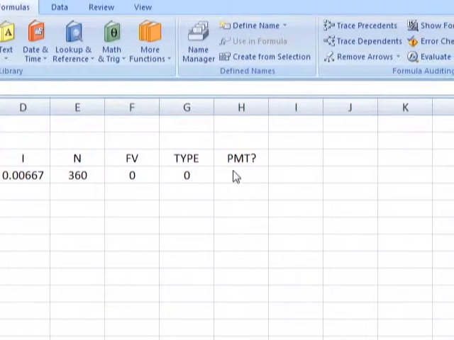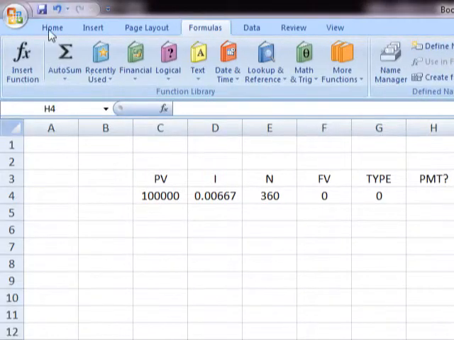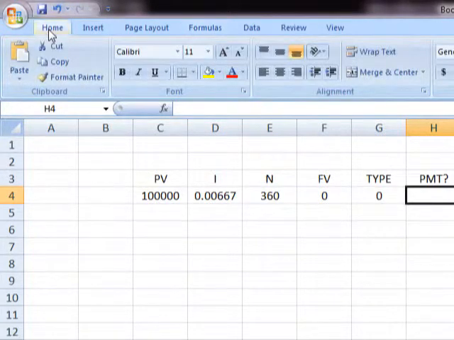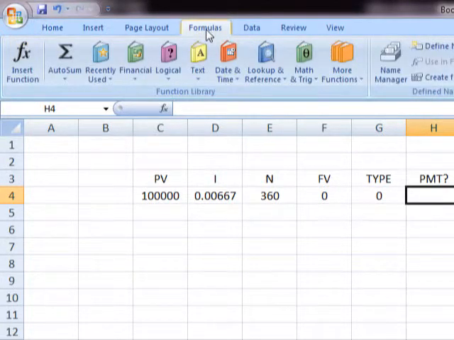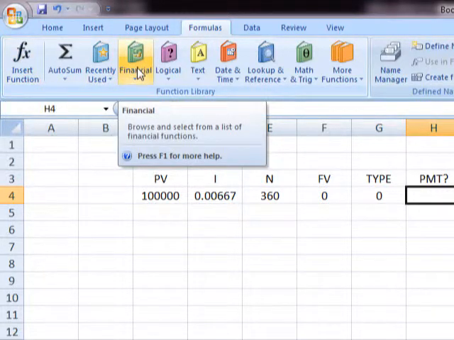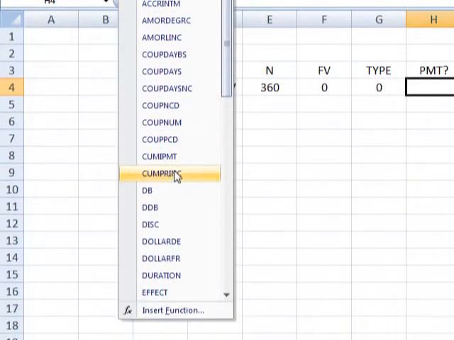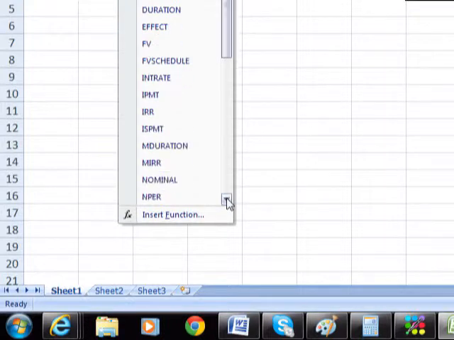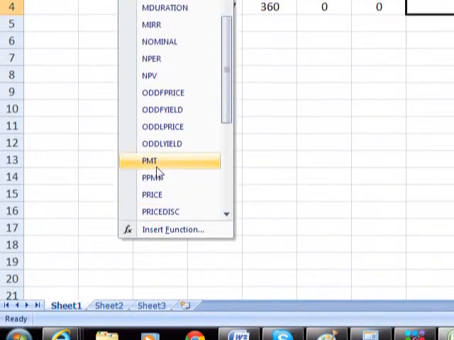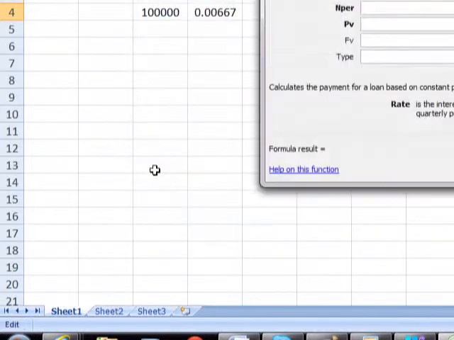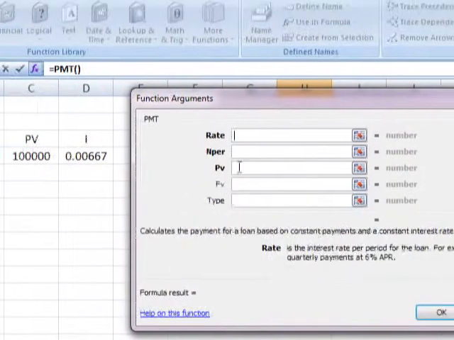So let's determine the payment. Let's go back to the home page so that you can understand it better. Once we are on the home page, we click on formula. Once we are in formula, there are two choices. We can click insert function, or we can click on financial. Let's say I click on financial, and I'm going to look for the payment. Let's go down to P. There it is, payment. We click on payment.